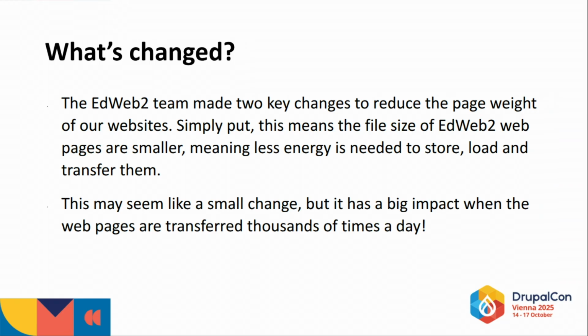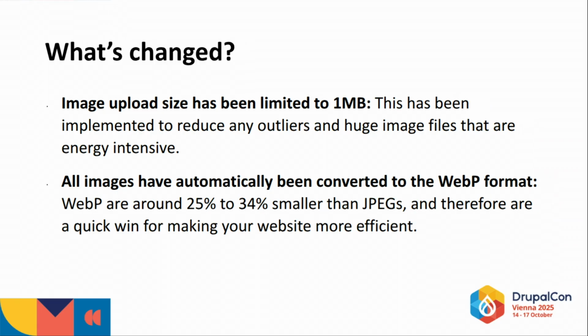So what changed? The EdWeb 2 team made two key changes to reduce the page weight of the websites. Simply put, it meant that the file size of EdWeb 2 web pages was smaller, meaning less energy is needed to store, load, and transfer them. It might seem like a small change, but it has a big impact when the web pages are transferred thousands of times a day by users. So it's obviously a big change. So what was the change? Well, it was a big win.